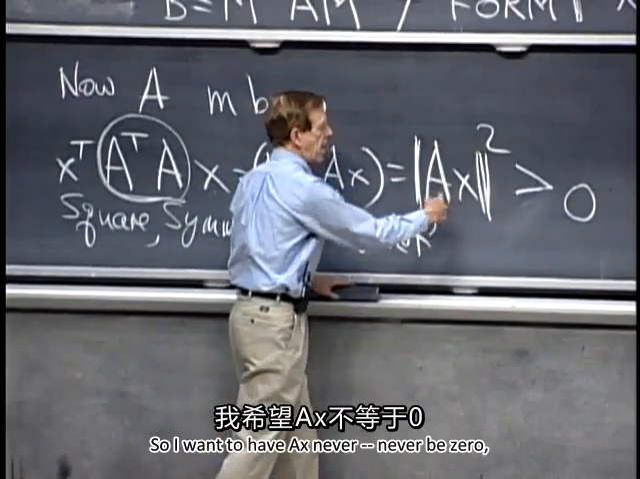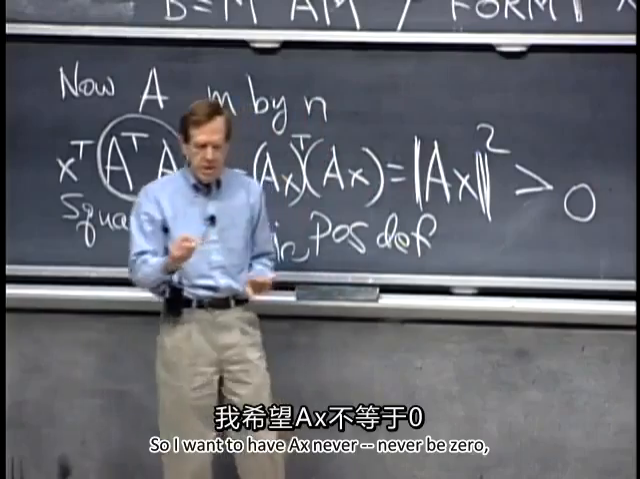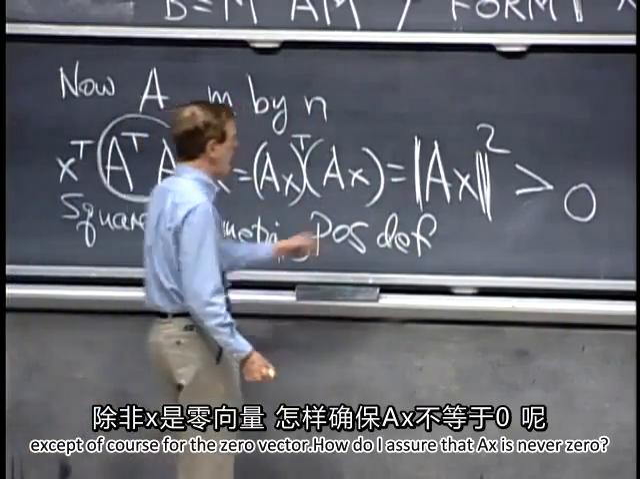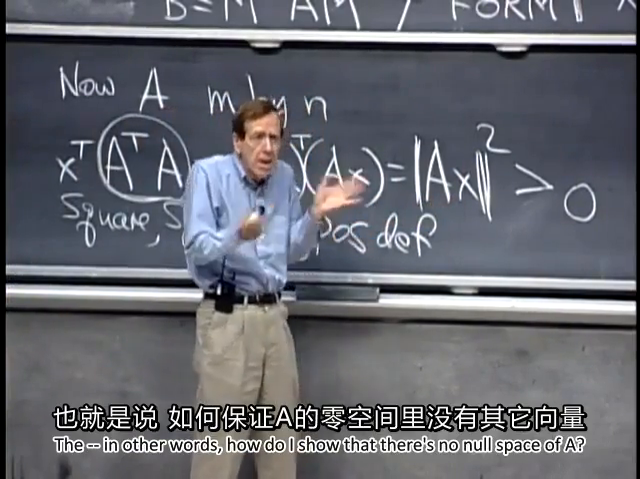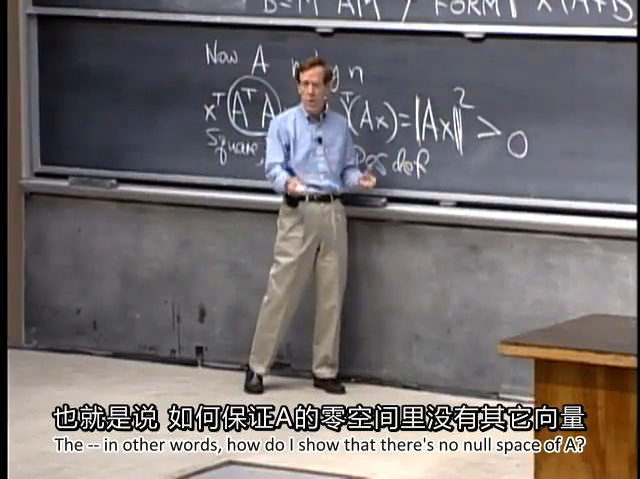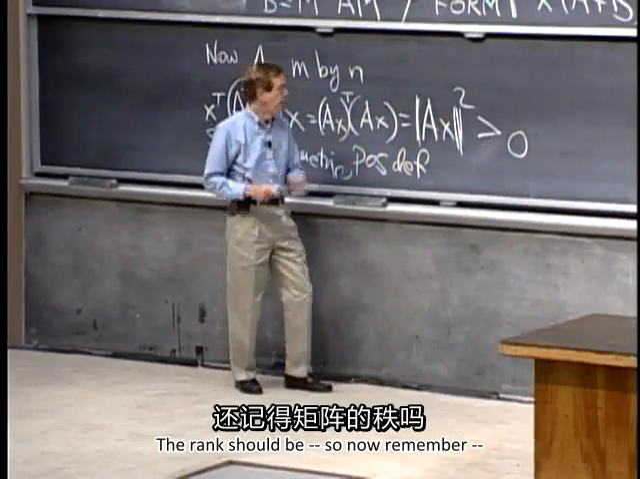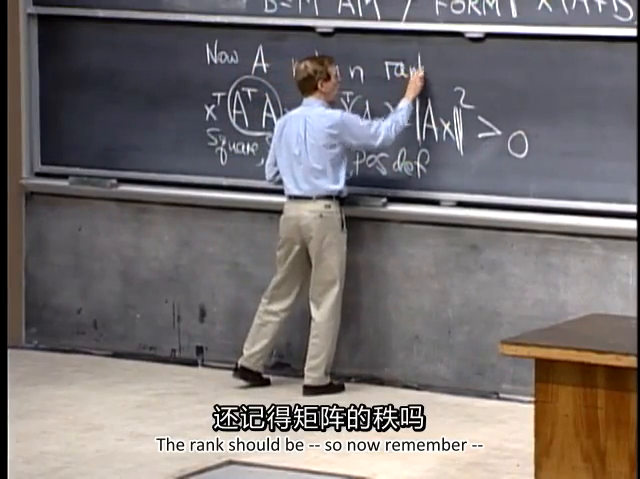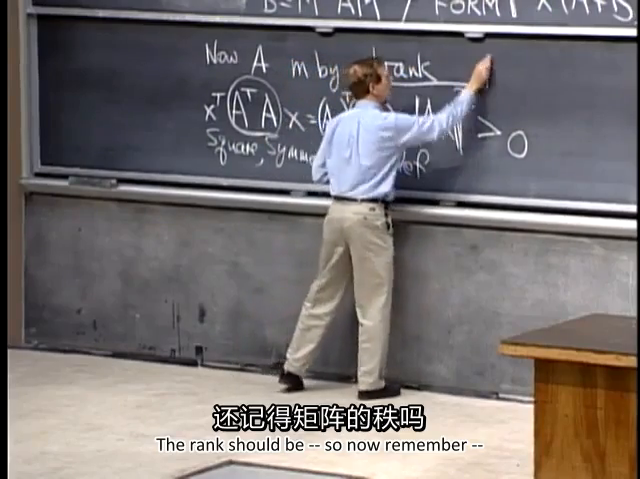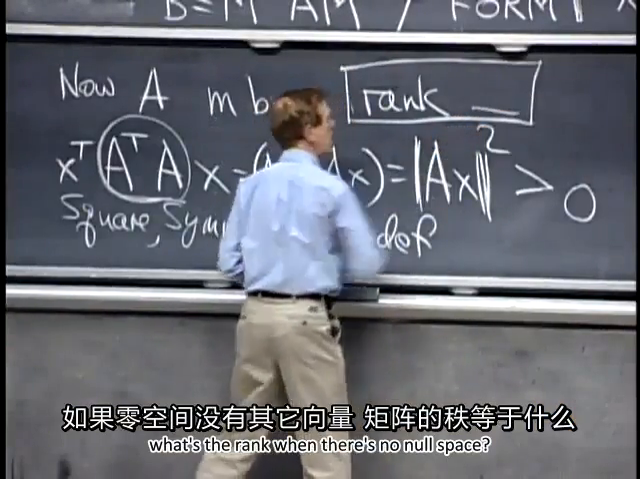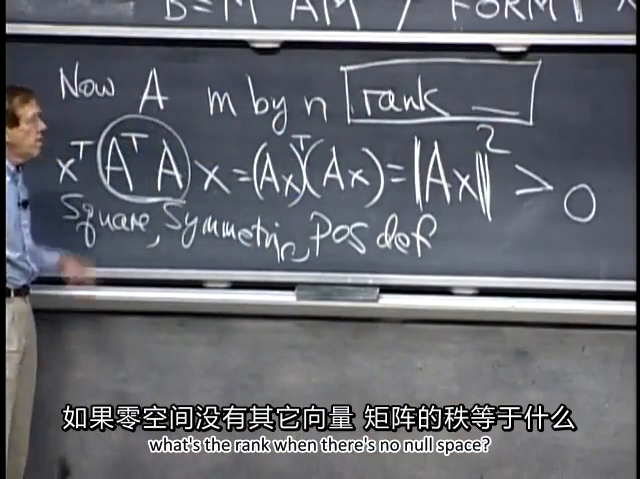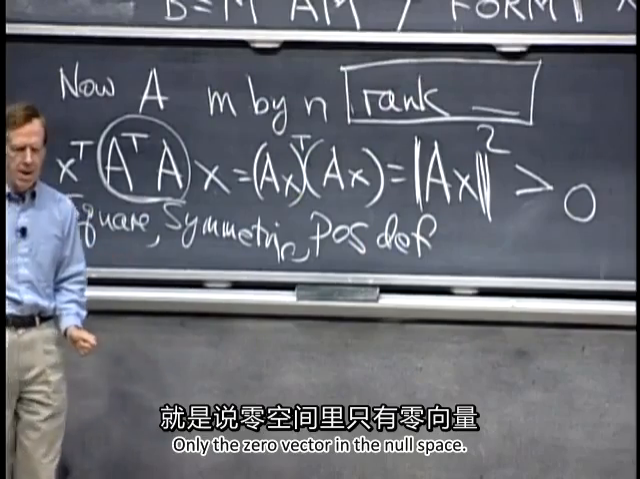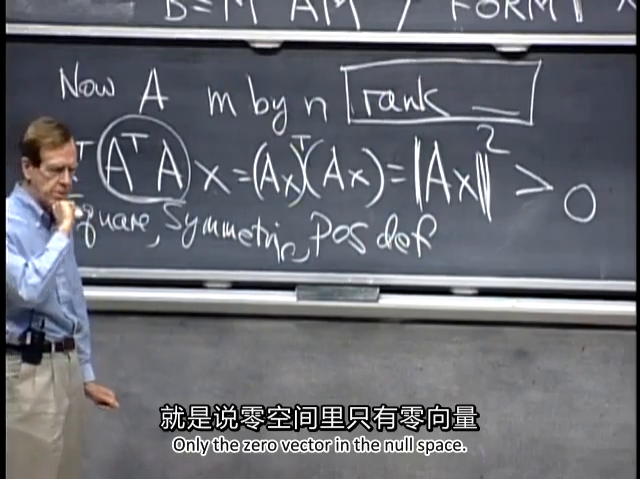So I would like to get that possibility out of there. So I want to have AX never be 0, except, of course, for the 0 vector. How do I assure that AX is never 0? In other words, how do I assure that there's no null space of A? The rank should be, so now remember, what's the rank when there's no null space? By no null space, you know what I mean. Only the 0 vector in the null space.